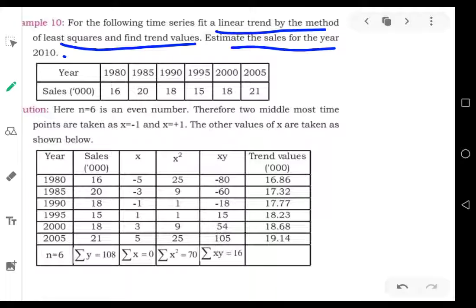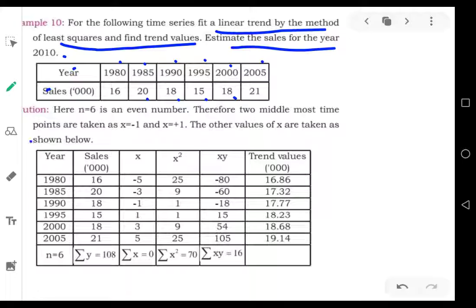Now, what is the data given for us in the question? Year and sales. So, years are given from 1980 to 2005. The time gap between each period is 5 years because you have 80, 85, 90, 95, 2000 and 2005. The gap between each time period is 5 years. When there is equal gap, that is acceptable, not a problem. Then the sales are given in thousands, that is 16,000, 20,000, 18,000, 15,000, 18,000 and 21,000.